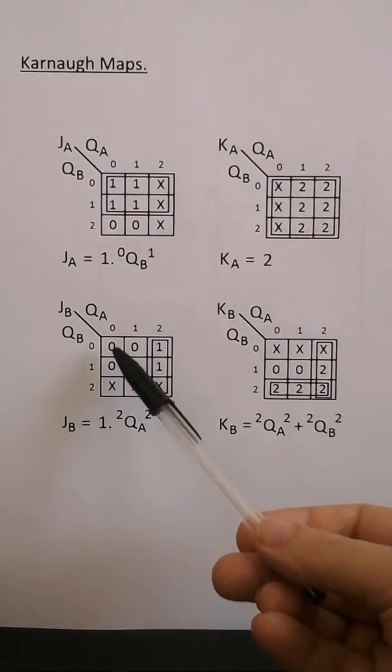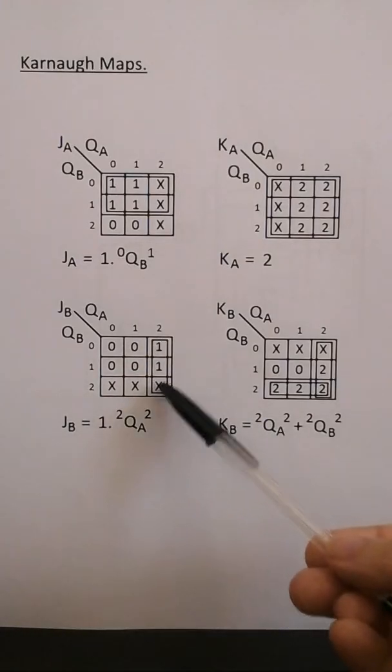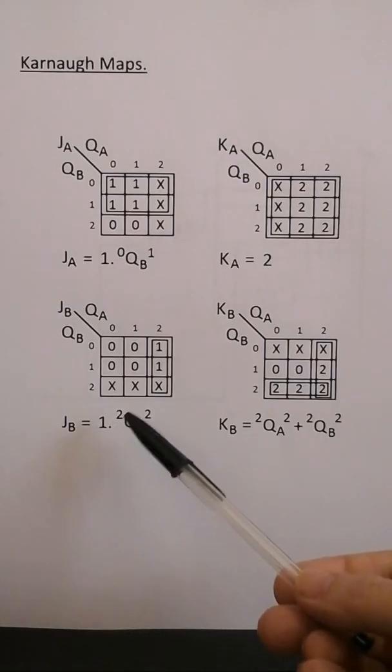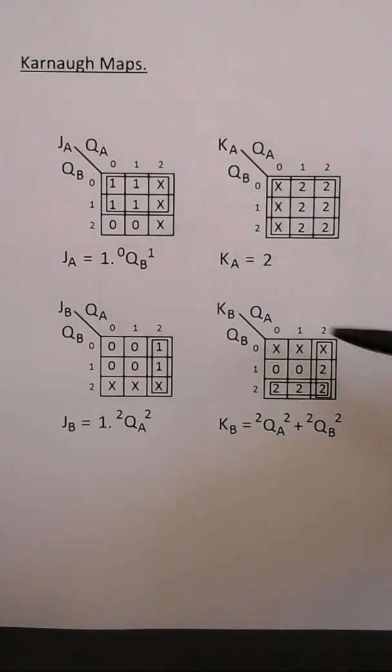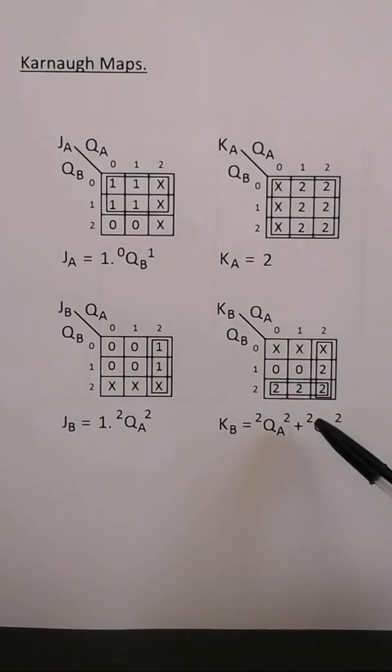For input JB, I've looped this group of 3 here and used that X as a 1 and these X's as zeros. So that's the minimum of QA, 2, 2. And for input KB, I've looped this group of 3 here and this group of 3 here. So KB equals the maximum of QA, 2, 2 and QB, 2, 2. So that's QA when the inputs are 2, and QB when the inputs are 2 there.